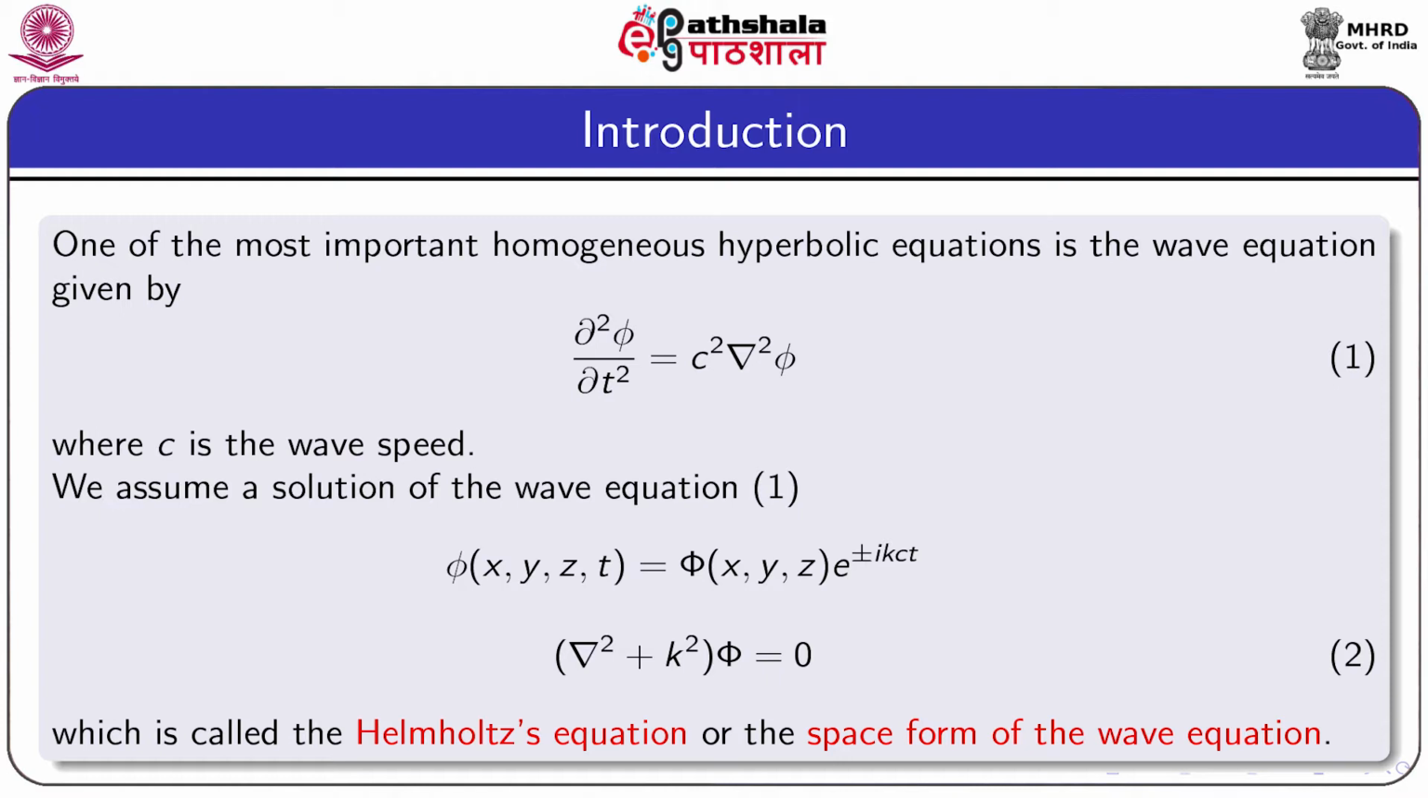Now, if we assume a solution of equation 1 in the form small phi equals capital phi into e to the power i k c t, that means we are assuming a periodic solution in time of equation 1, then substituting this in equation 1, we get an equation which is written in equation number 2, grad square plus k square phi equals 0, and this special equation is called the Helmholtz equation or the space form of the wave equation.